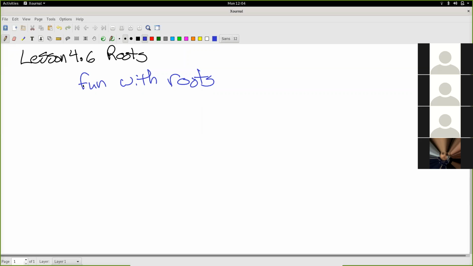So, fun with roots. Roots are essentially the opposite of powers, what we call an inverse. Some examples: if we know that 3 to the second power is equal to 9, then there's a related expression, the square root of 9, which has to be equal to 3. So what does the square root of 9 mean? It means, what number would you square to get 9?